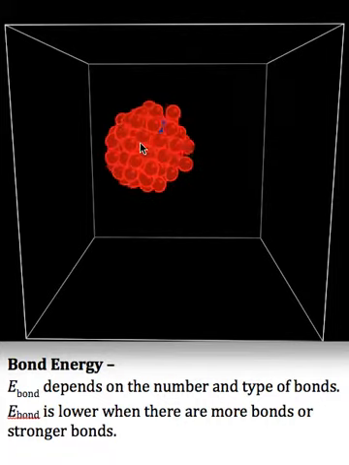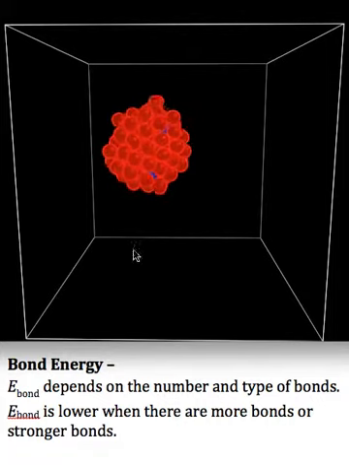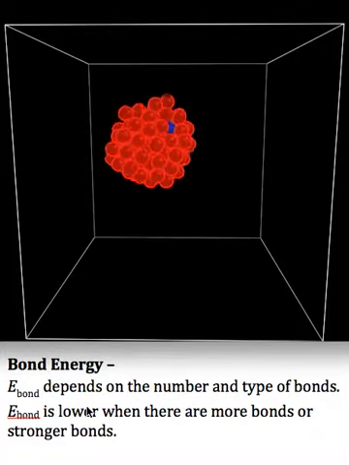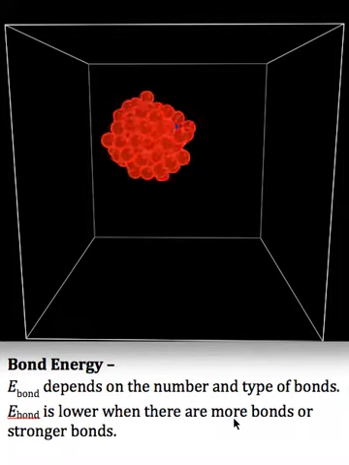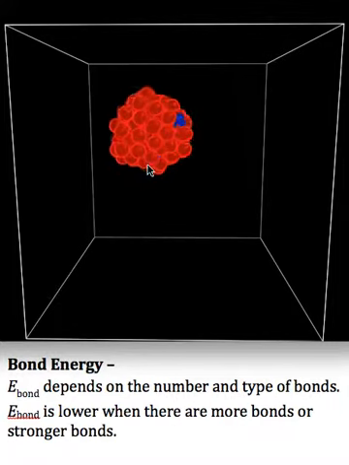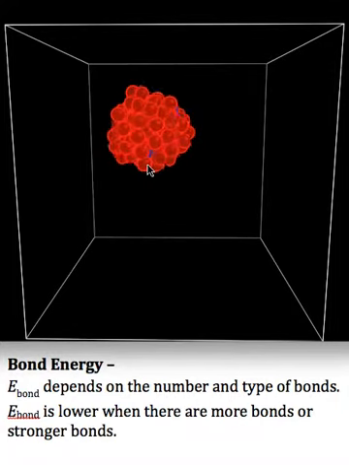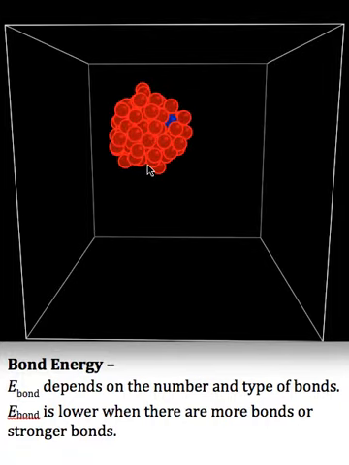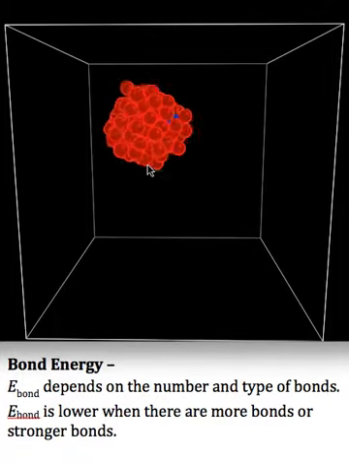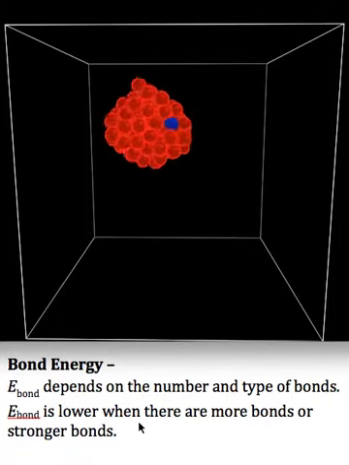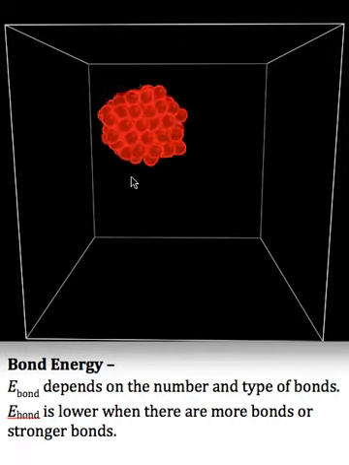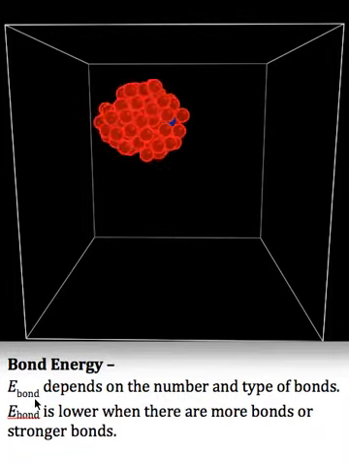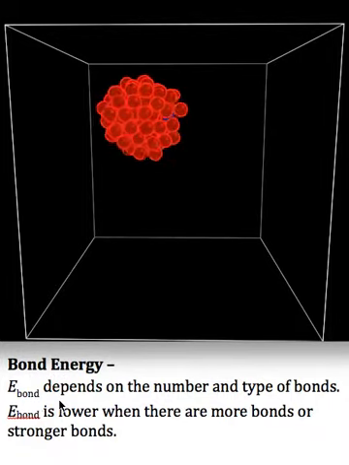So when you break the bonds, you've added bond energy. Bond energy is lower if there are more bonds or stronger bonds. In the crystalline state, you can say that either there are more bonds or stronger bonds, and so the bond energy was lower. When I added heat to change the phase, that heat energy went into increasing the bond energy and changing the phase.